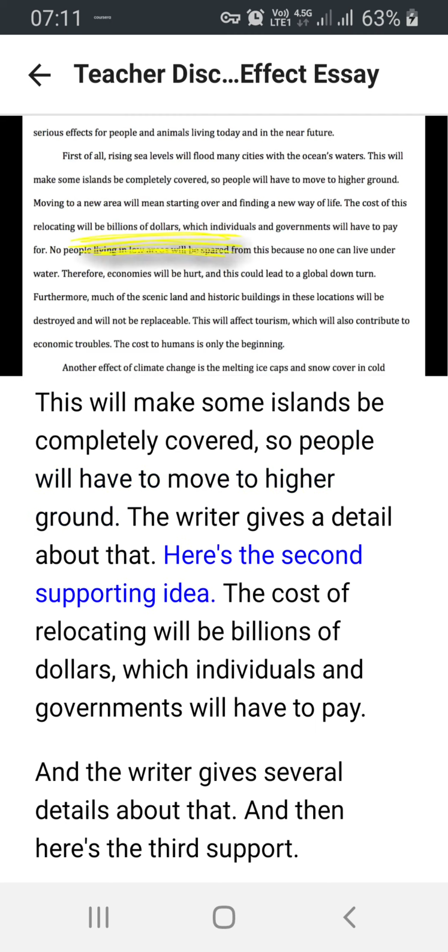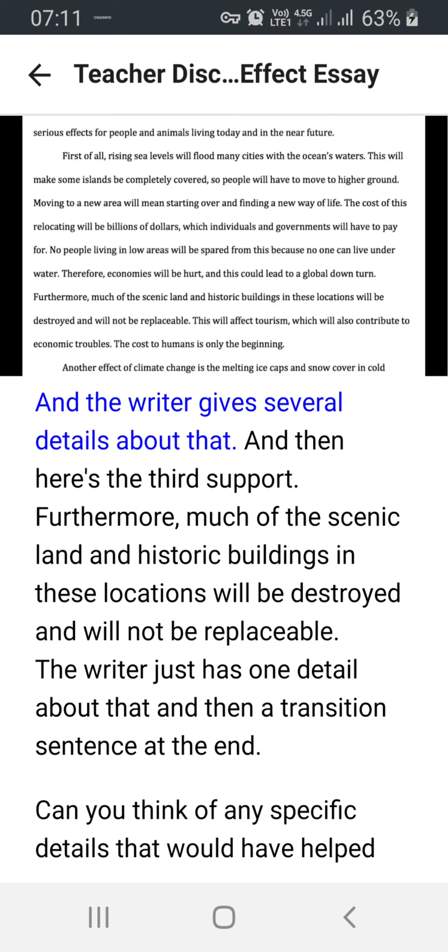Here's the second supporting idea: "The cost of relocating will be billions of dollars, which individuals and governments will have to pay." And the writer gives several details about that. And then here's the third support: "Furthermore, much of the scenic land and historic buildings in these locations will be destroyed and will not be replaceable." The writer just has one detail about that, and then a transition sentence at the end.